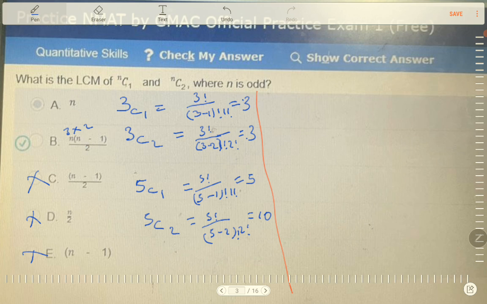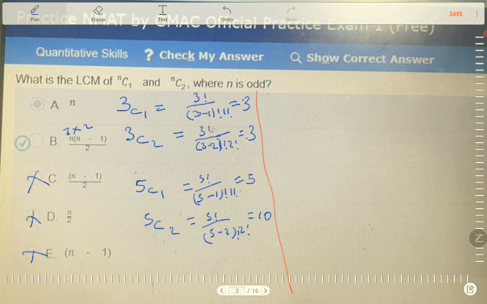N is 5. So for here n is 5, but 5 is not the LCM of 5 and 10. So when we put 5 here, 5 minus 1, this is 4. 4 times 5, 20. 20 divided by 2, that is 10. Because 10 is the LCM of 5 and 10. So we are looking for the one that is going to give us 10.